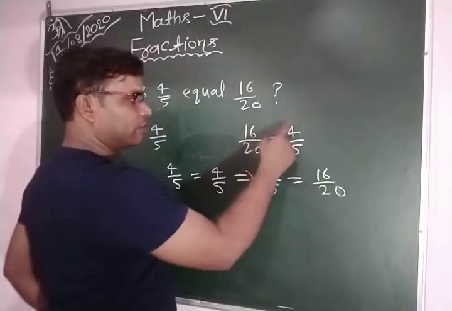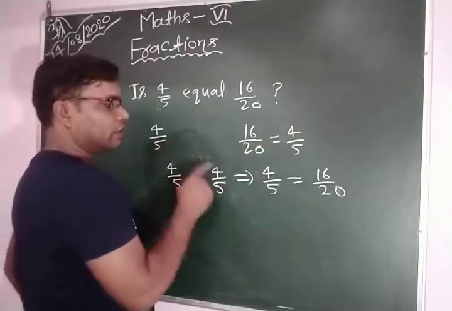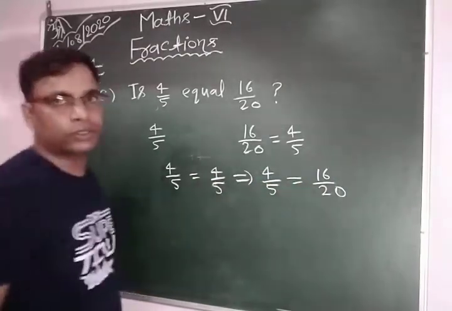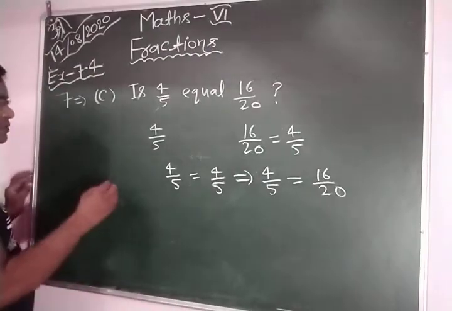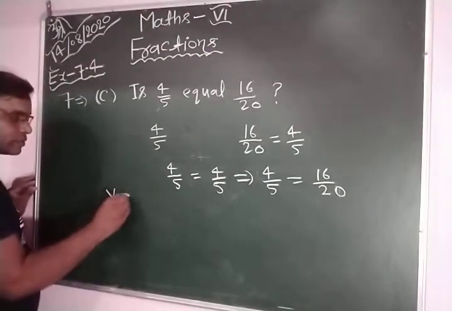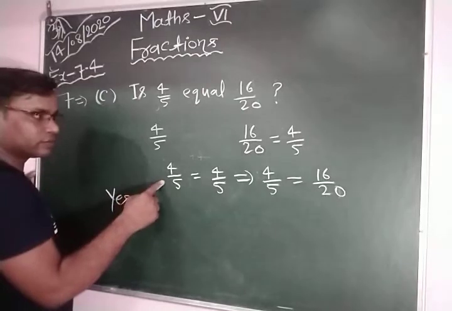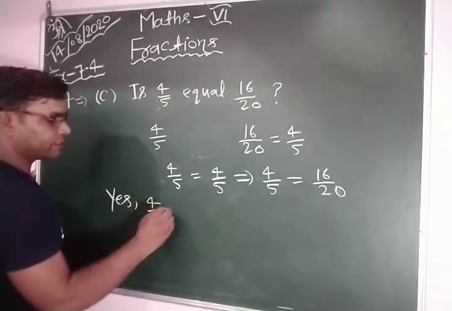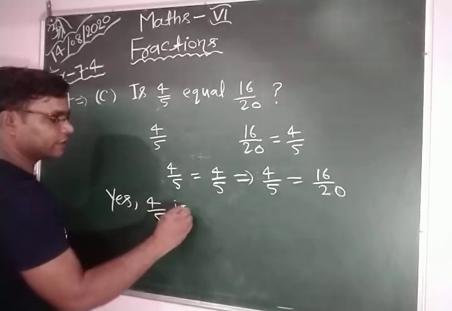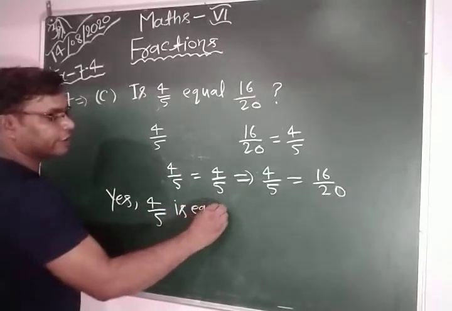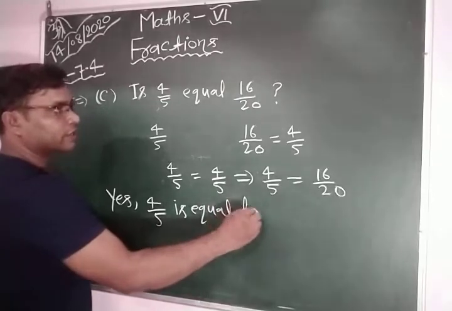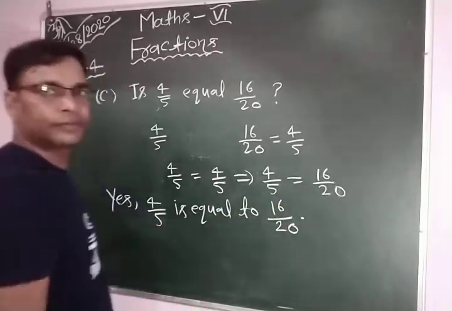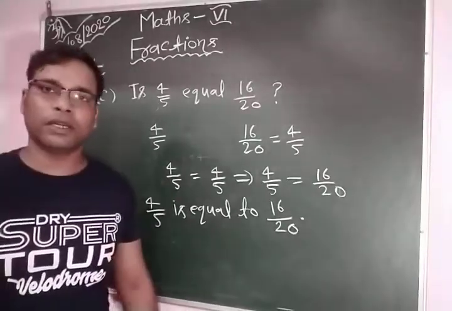Okay, this is 4 by 5, this is equal to this 4 by 5. So this means that 4 by 5 is equal to 16 by 20. So you can say yes. From the above discussion, yes, 4 by 5 is equal to 16 by 20.